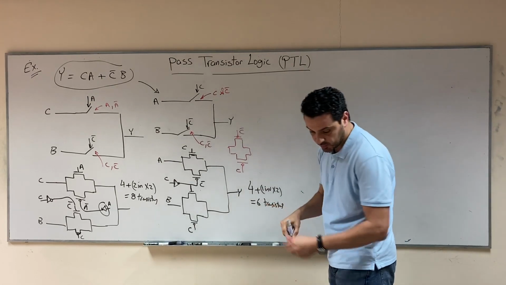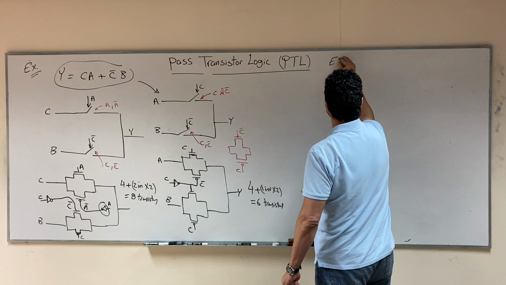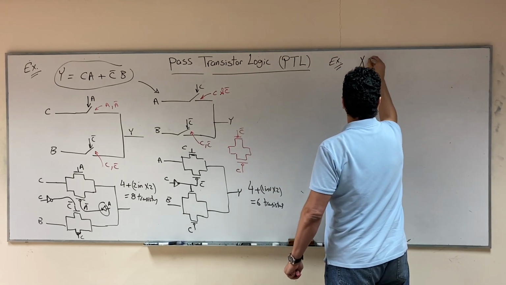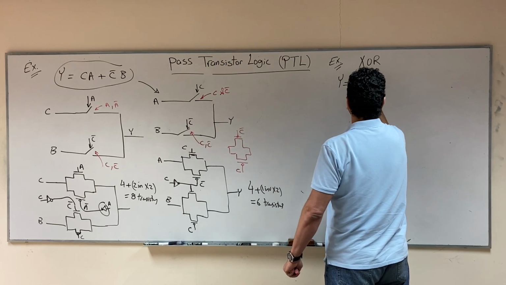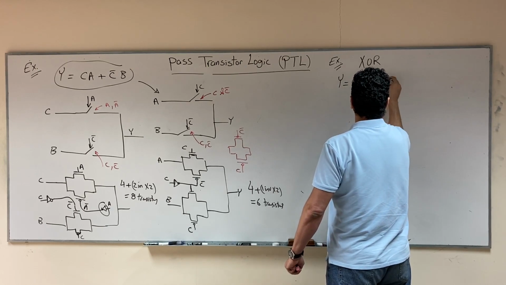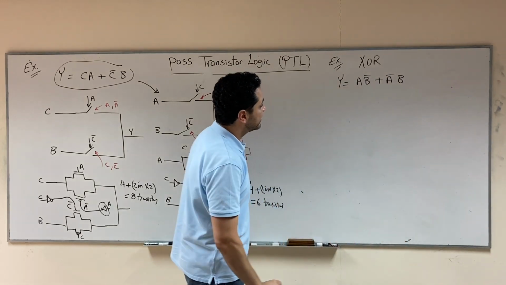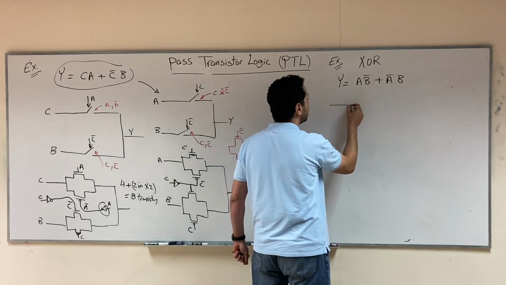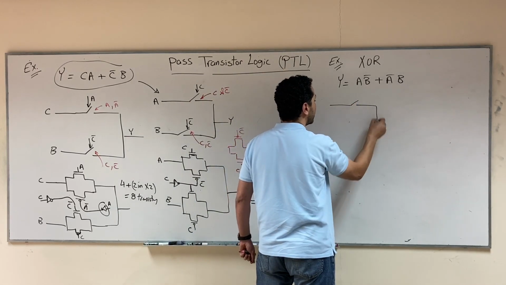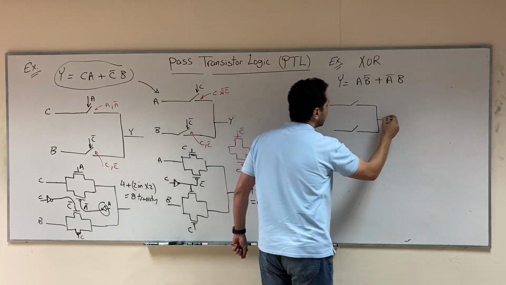Another example says we need to implement the XOR function. And the XOR function says the output equals A B bar or A bar B. So here, in order to implement this function, again we have 2 branches, and every branch will have a switch. So you can implement in multiple ways.